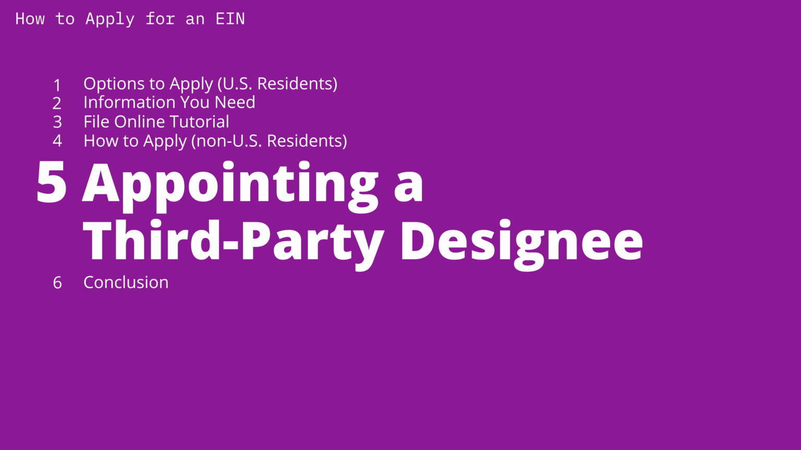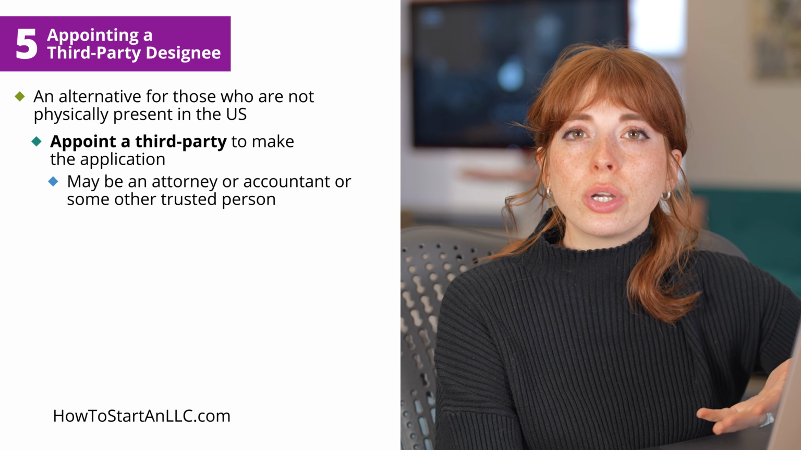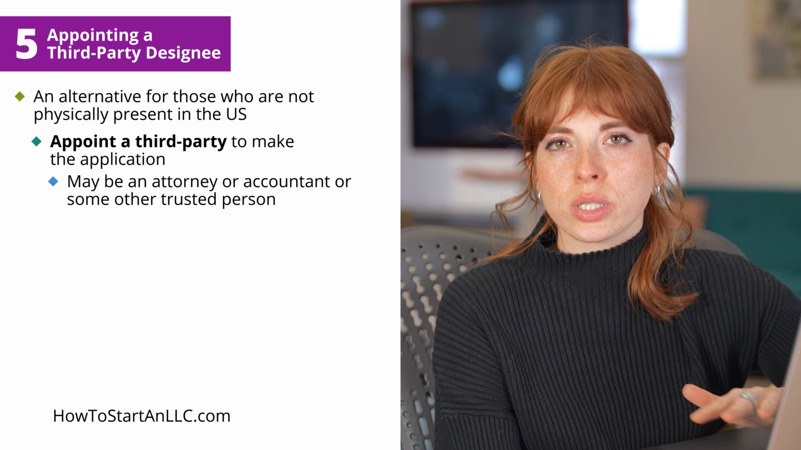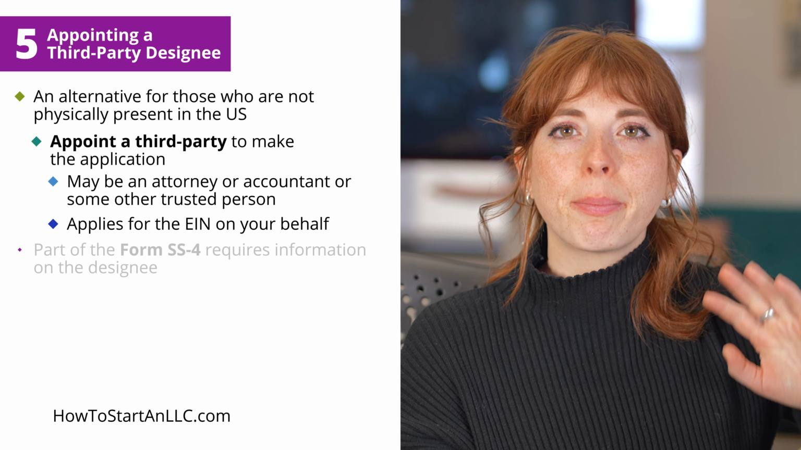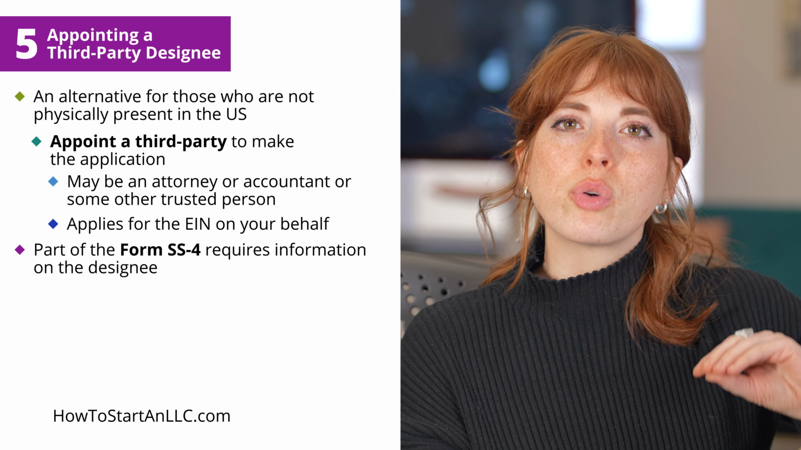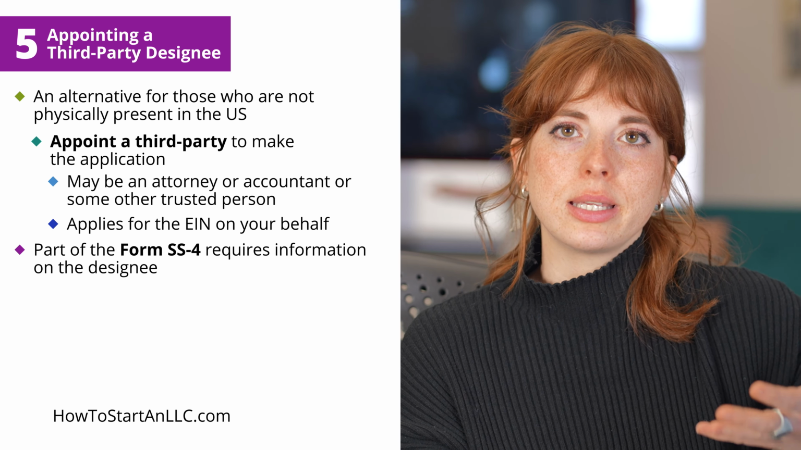Appointing a third-party designee. An alternative for those who are not physically present in the U.S. is to appoint a third-party designee to make the application. The designee, who may be an attorney or accountant or some other trusted person, will apply for the EIN on your behalf. There's a part of the Form SS4 for required information on the designee. You'll have to submit the designee's name and street address, as well as your telephone number and theirs.